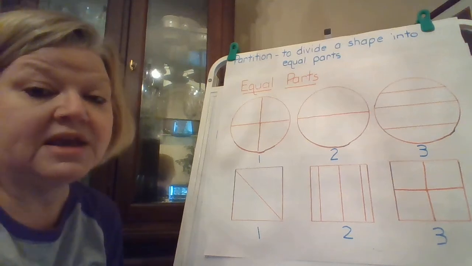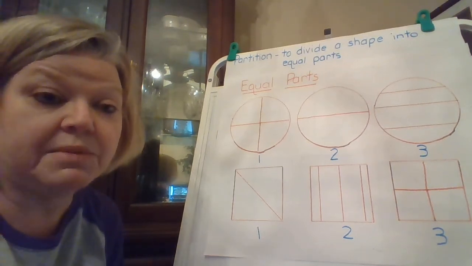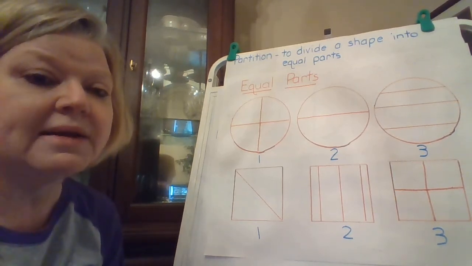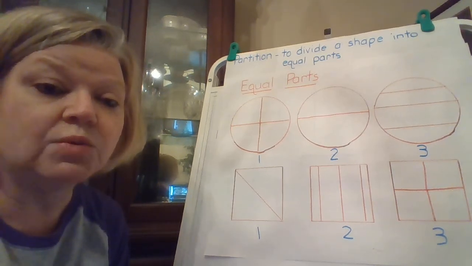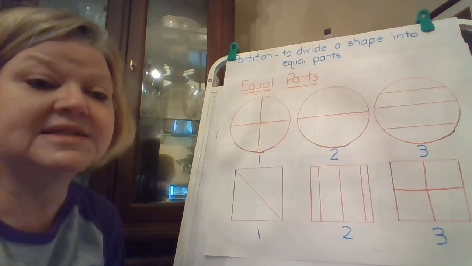Now, if we think about what equal means, it's the same. When we talk about adding and subtracting and we talk about equal, it has to be the same on both sides of the equal sign. So equal means the parts are the same.